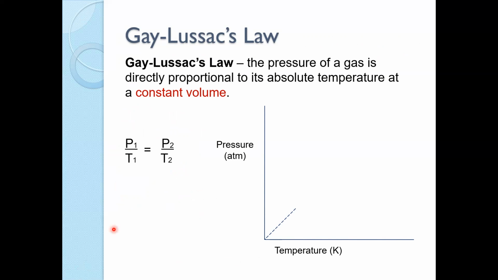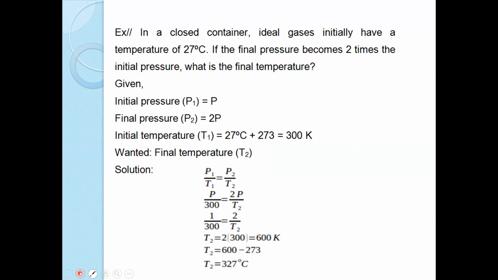Gay-Lussac's law. Gay-Lussac's law says that the pressure and absolute temperature of a gas are directly related at a constant mass and volume. And that means P1 divided by T1 equals P2 divided by T2. And that means the relationship between the pressure and the temperature.